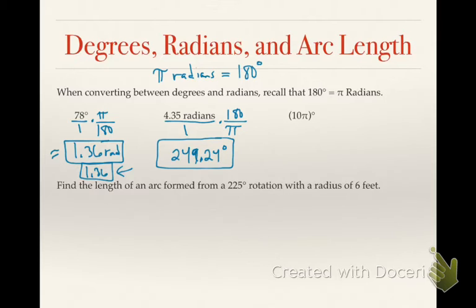And this last one, we have degrees, so we want to convert to radians. So I'm going to multiply by pi over 180. Now typically in these types of problems, the pi's will end up canceling. In this case, they end up becoming squared. 10 pi squared over 180 gives you approximately 0.548 radians.